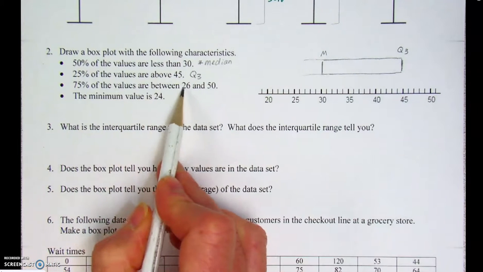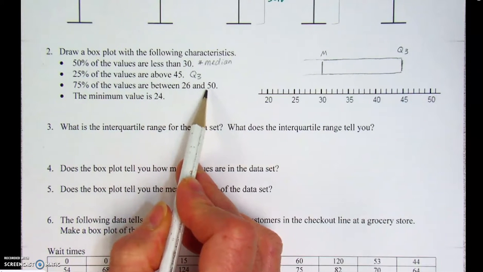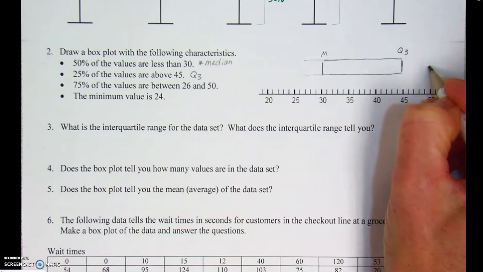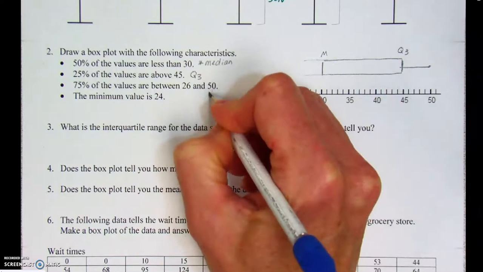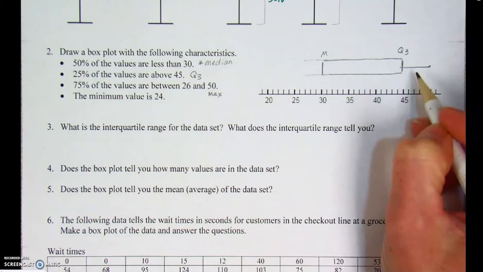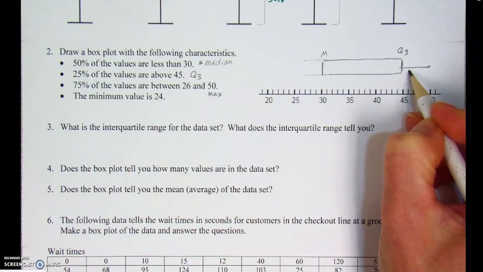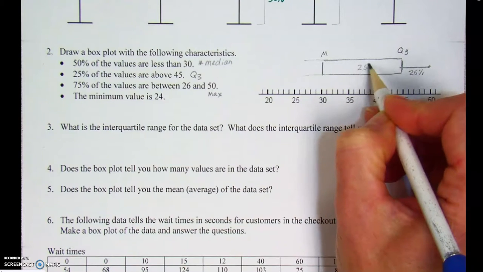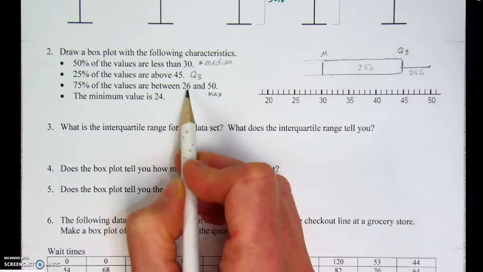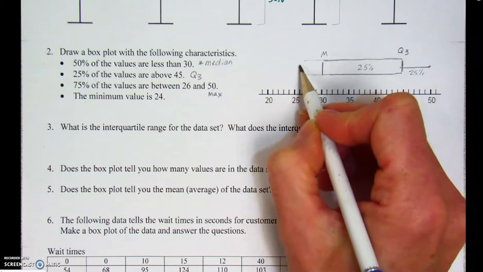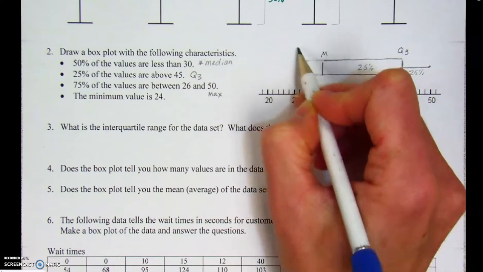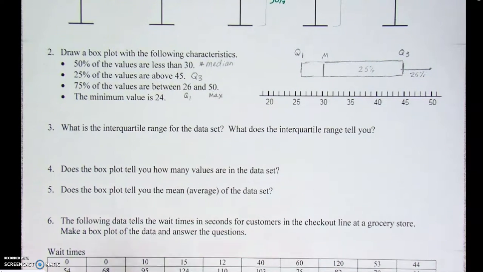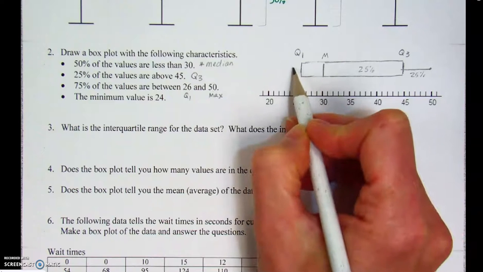75% of the values are between 26 and 50. Well, 50 is higher than 45. So that tells me right there what my maximum value is. And then this part here is a quarter of the data values. This part here is a quarter of the data values. Then I get to my median. So 26 must be the first quartile. And then they tell us that the minimum value is 24. Thanks for that.